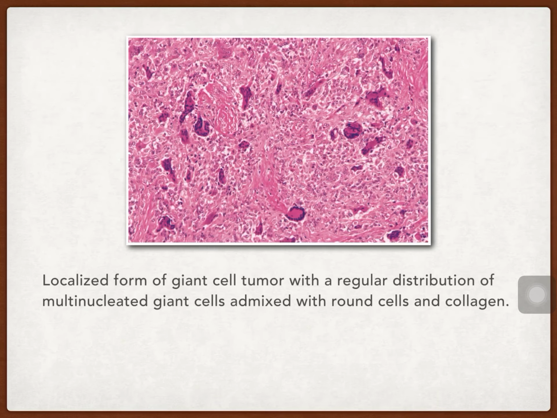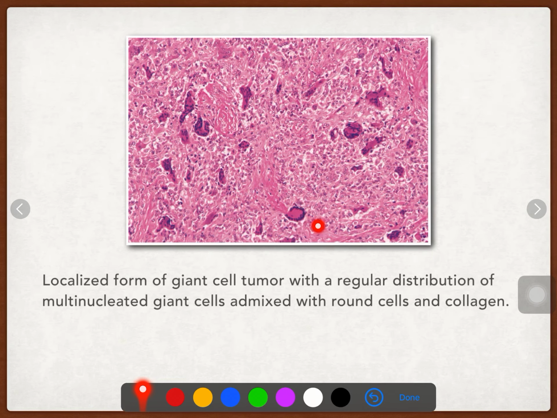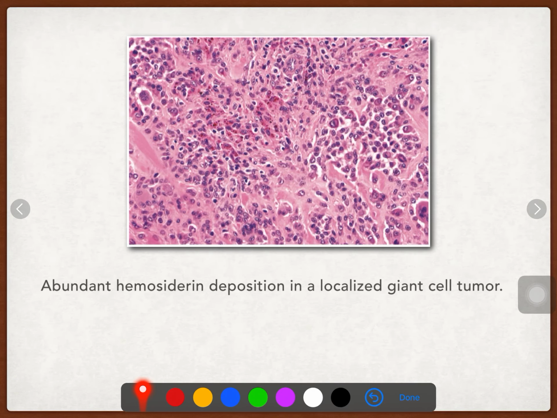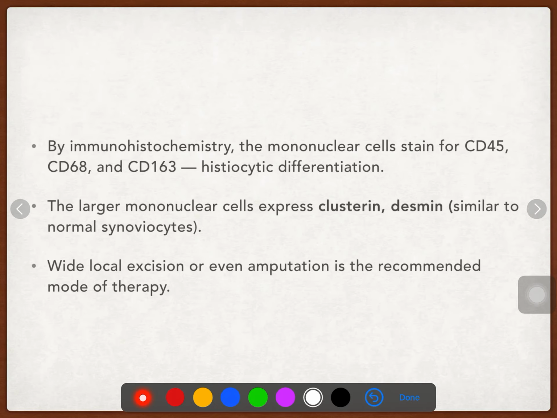This is another picture showing the localized form. Here we can see there is distribution of many multinucleated giant cells along with small round cells and collagen. Here we can see the localized form. Here we can see a collection of a lot of xanthoma cells intermixed with round cells. These are the xanthoma cells and these are the round cells. Here we can see abundant hemosiderin deposition in the cells. Sometimes it can also be seen as intracytoplasmic deposition.